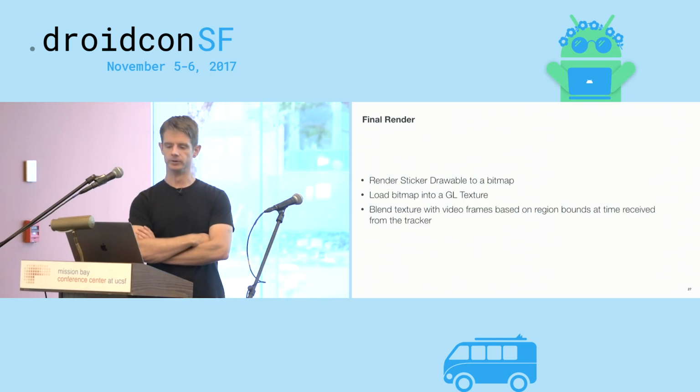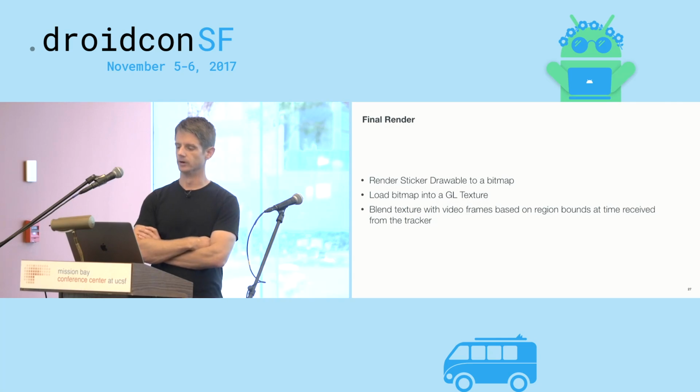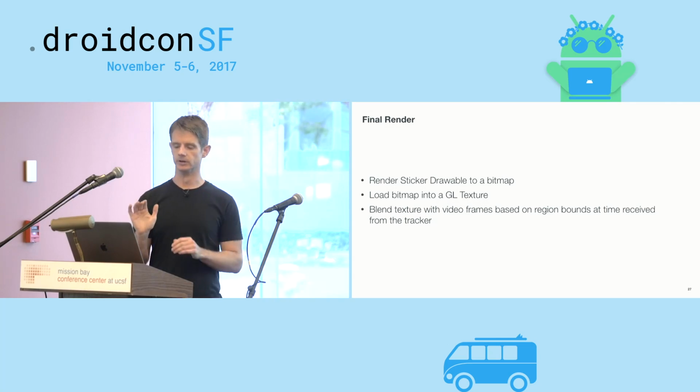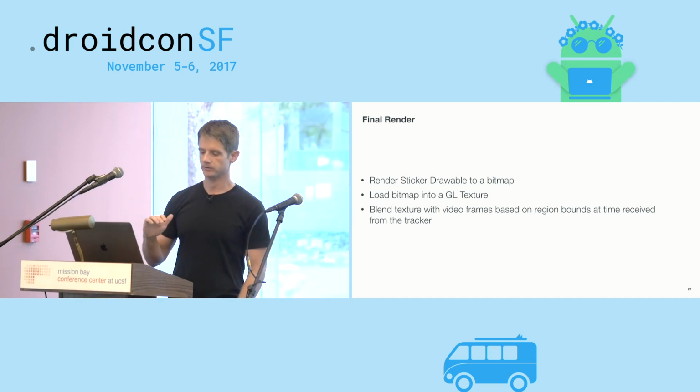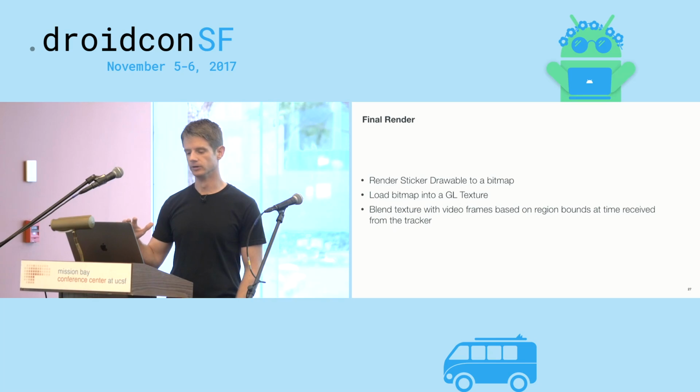After region tracking is complete and the user is done editing, we need to perform a final render before uploading the media to the server. In this render, we burn the sticker into the video at the appropriate coordinates based on the tracking data. First, we make a bitmap of the sticker drawable. Then we upload that bitmap to the GPU as a texture. We transform the texture to the appropriate coordinates for each frame based on bounds data from the region tracker and blend it with the video frame for encoding into the final output video.